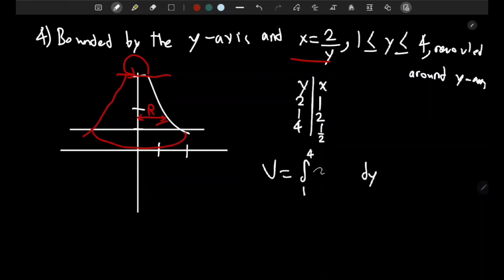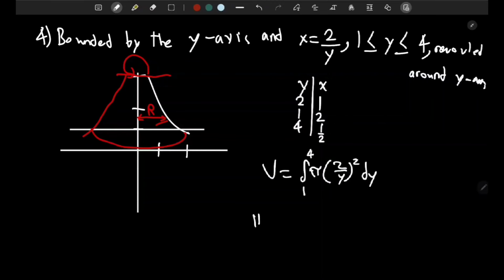So here our equation is going to be pi r squared, where x is equal to 2y, so r is going to be 2 over y squared. So now let's just integrate this normally. The integration is not the problem here. The question mainly focuses on you graphing it and recognizing what is the volume and what is the area that you are trying to solve for here.